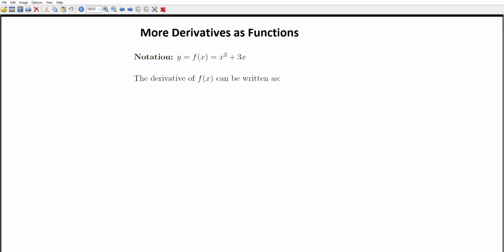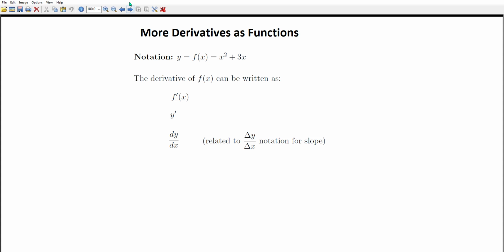Today we continue our discussion of derivatives as functions. If y equals f of x equals an example function here, x squared plus 3x, the derivative can be written in a variety of ways. One of them is f prime. We're familiar with that. Y prime, since y is f of x, that's a fairly obvious notation.